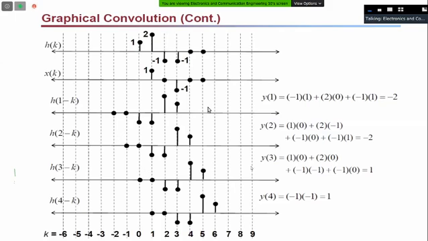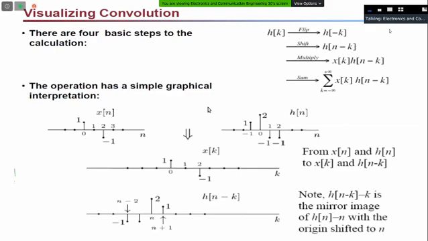The moot point is that there are 4 basic operations involved in the convolution process. The first operation is flipping: you take one of the sequences and flip that sequence. You have to keep shifting the sequence for various values of n. You have to multiply xk, the other sequence, with the hk sequence. And you have to sum. These are the basic 4 steps involved in the calculation of the convolution, or linear convolution, of 2 discrete sequences. All right, I hope the things are clear.